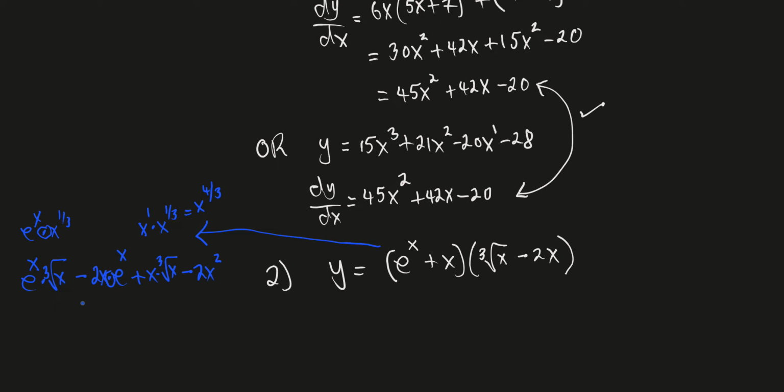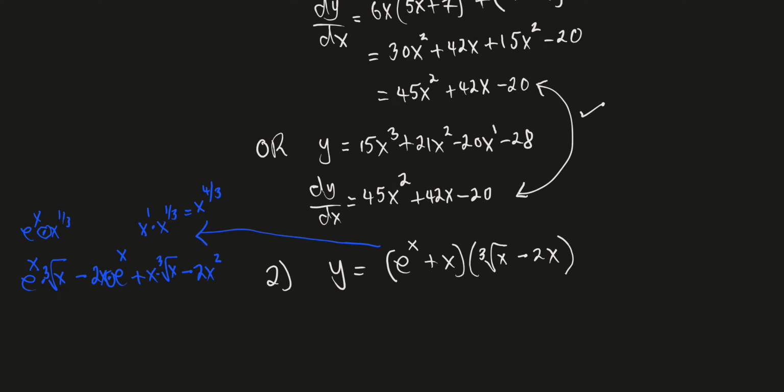So I don't really gain anything, unlike the first example, where when we FOIL it out, we were simply left with powers of x. The e to the x cannot be combined into one of our power functions, right? So because of that, I'm not going to FOIL it out. I mean, I did, but I'm not going to use this as a way of solving the problem. I'm just going to leave the function as it is and use our product rule.